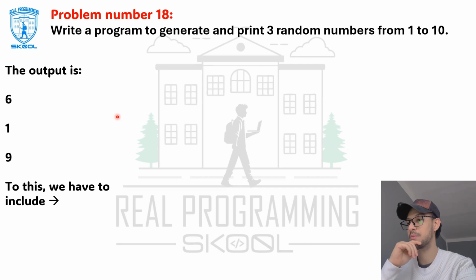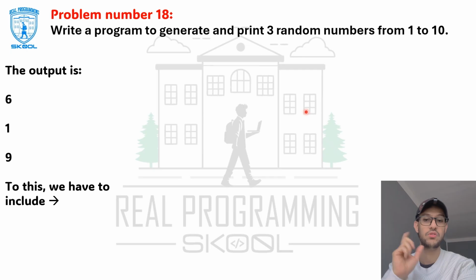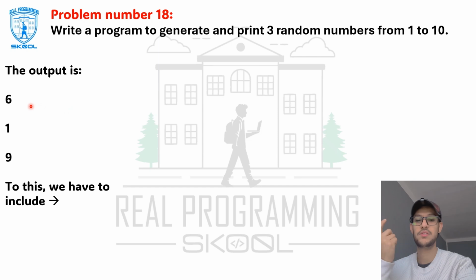So we want to write a program to generate and print 3 random numbers. For example, after we build this program and run it, the compiler should print for me a different random number each time I run it. The first time, for example, the compiler will print 619, but if I close the program and run again, the compiler should give me different random numbers in the range of 1 to 10.